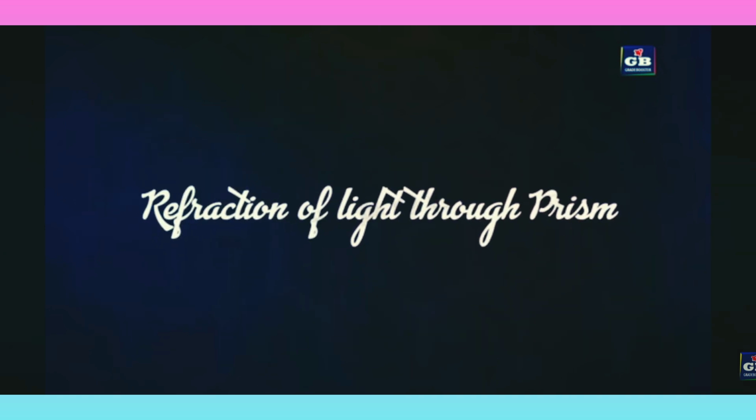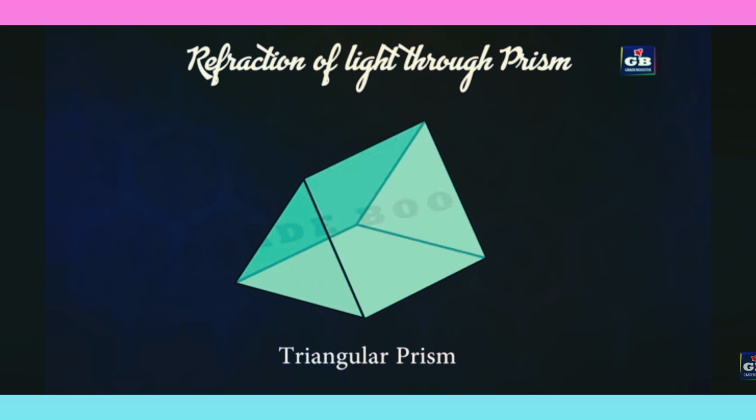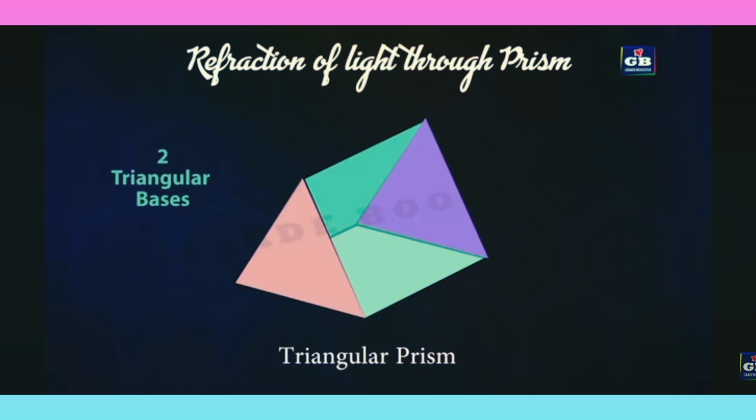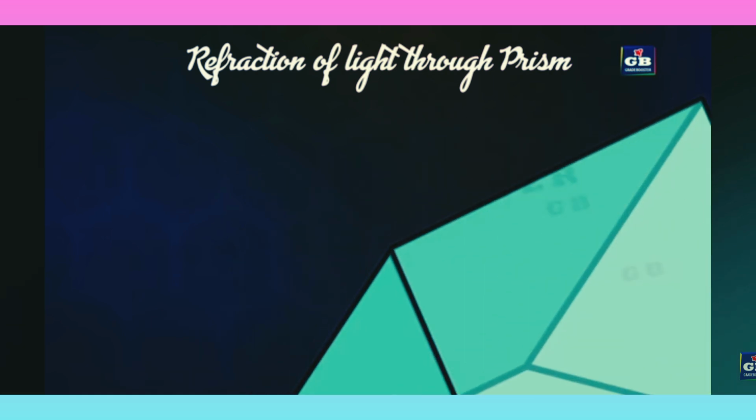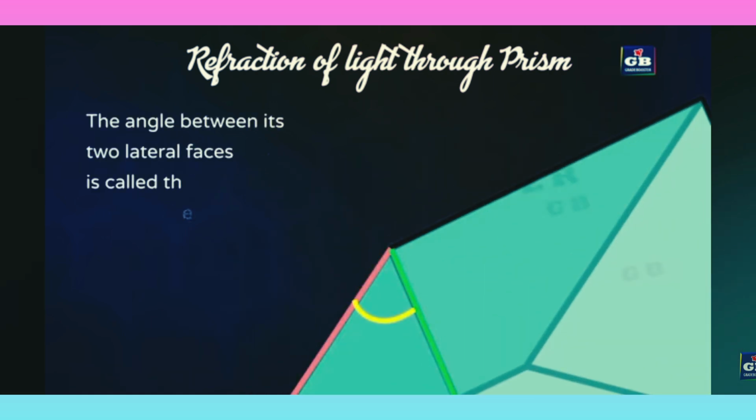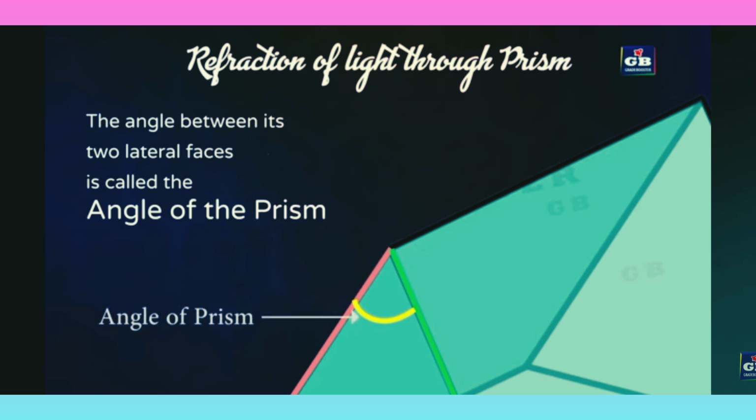Refraction of light through prism. This is a triangular prism. It has two triangular bases and three rectangular surfaces. These surfaces are inclined to each other. The angle between its two lateral faces is called the angle of the prism.